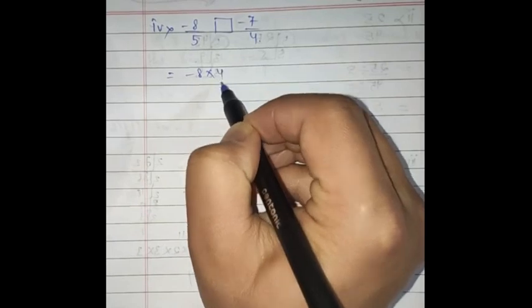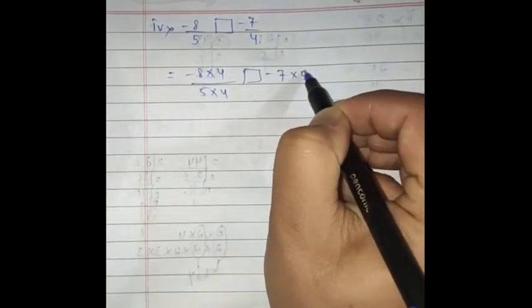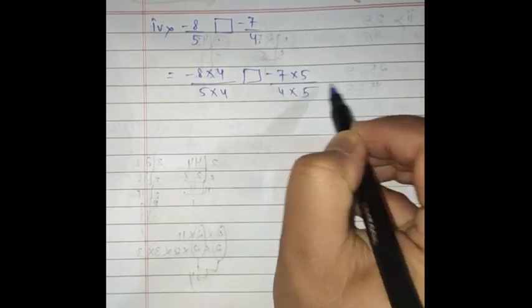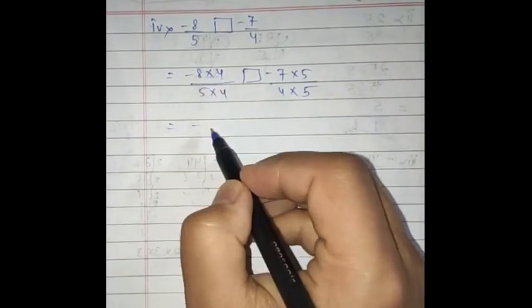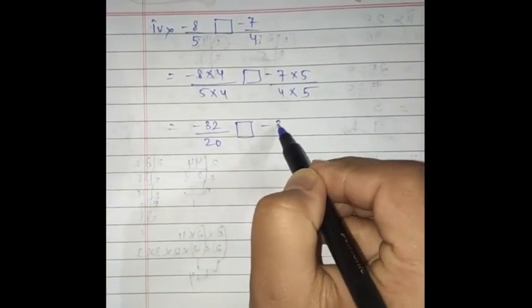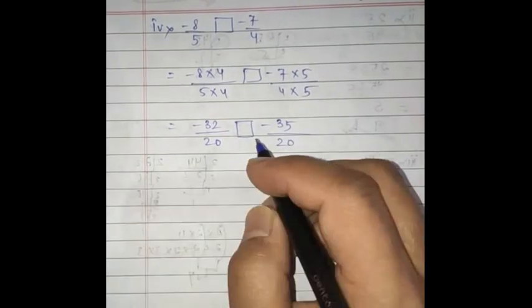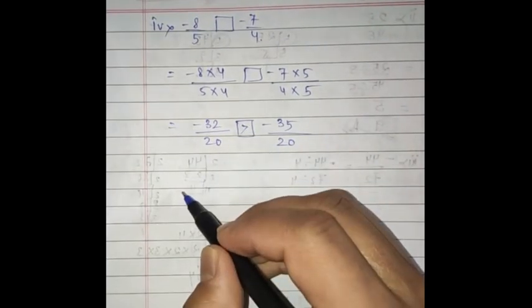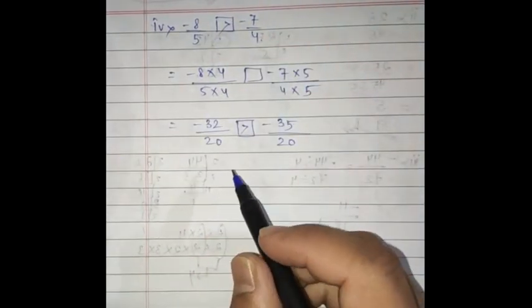Minus 8 into 4 by 5 into 4. Minus 7 into 5 by 4 into 5. Okay, so it is minus 32, and 5 into 4 is 20. Minus 35 by 4 into 5 is 20. Minus 32 is greater, right? So again over here, minus 8 by 5 is greater than this number.